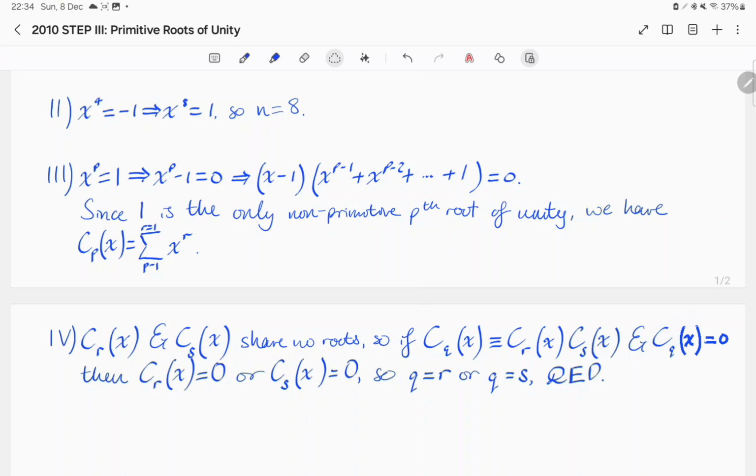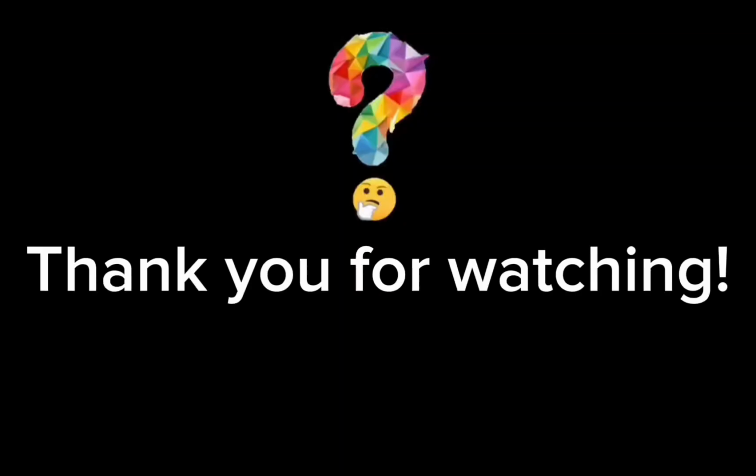Finally, let's move on to part 4. So we have Cr of x and Cs of x sharing no roots, and therefore if Cq of x is equivalent to Cr of x times Cs of x, then because Cq of x is equal to 0, we have Cr of x is equal to 0, or Cs of x is equal to 0, so q equals r, or q equals s, as required.